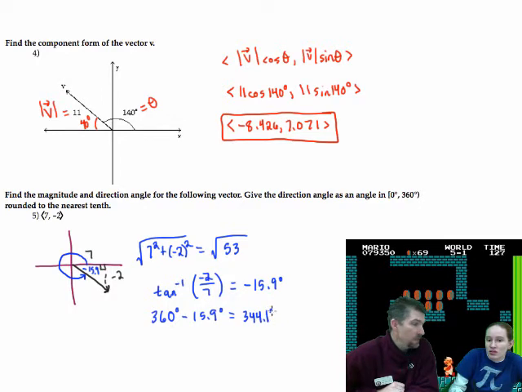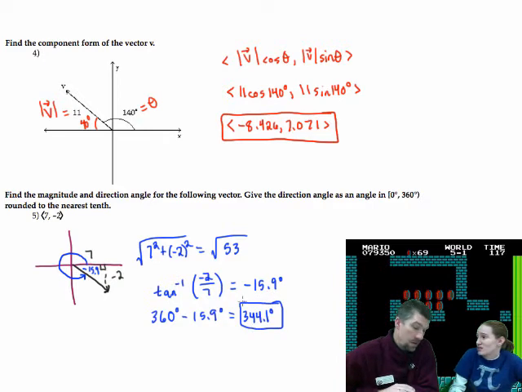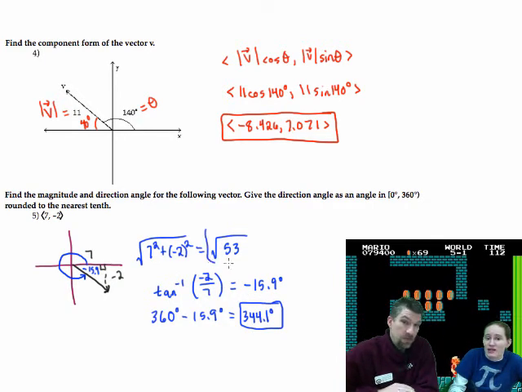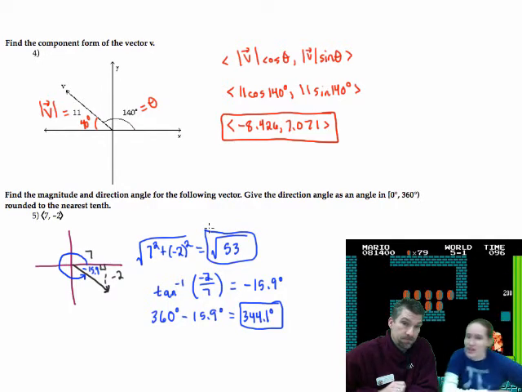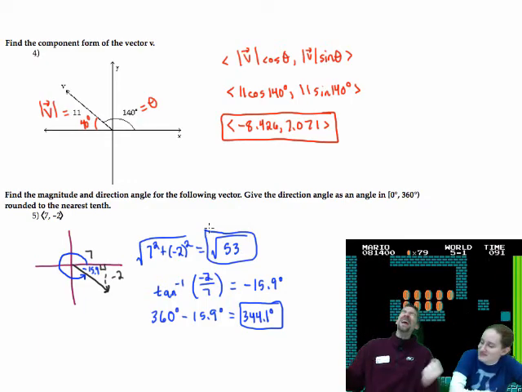Does that answer make sense? Well, it makes sense to me. 344.1 is in the fourth quadrant. You can't ask for much better than that. If you get an answer of like 270, that's probably not going to work. But that's how you find magnitude and direction.